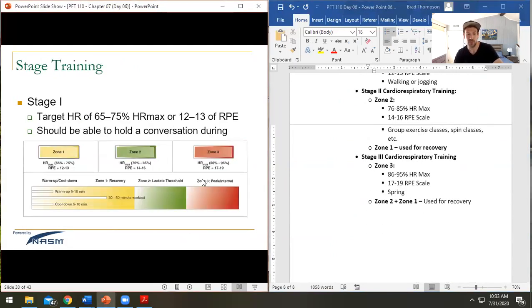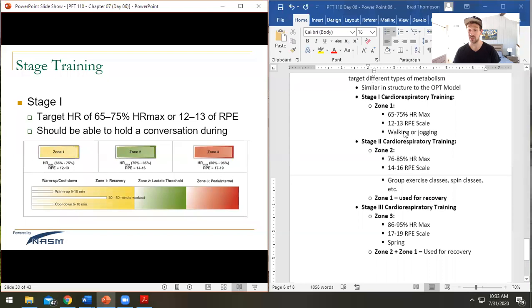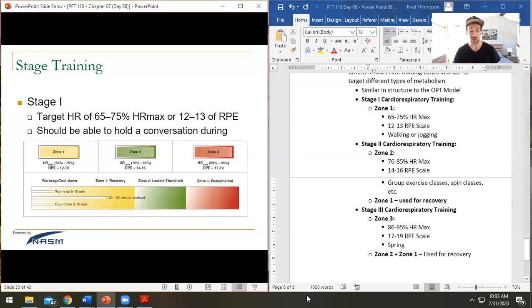So here's an example of a zone 1 cardio routine. It's pretty simple. Step 1, start going. There is no step 2. So 5 to 10 minute warm up below zone 1, probably 50, 60% of your heart rate. Then you're going to do 30 to 60 minutes, somewhere between 65 and 75% of your heart rate max. And then you're going to cool down.